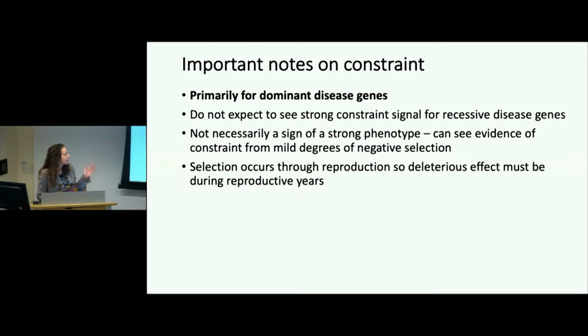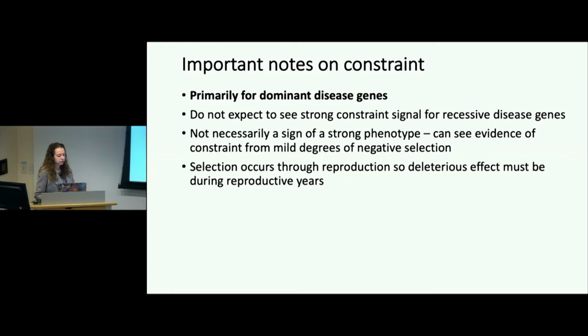It's also not necessarily a sign of a strong phenotype that a gene is constrained. Something that impacts fertility and gives an evolutionary signature is what we're seeing. And so it can be a mild impact that you can see pretty strong constraint. The most extreme being somebody who's totally healthy, lives a totally normal lifespan, but just is infertile. You'd see a very strong constraint score on a gene that caused that phenotype.